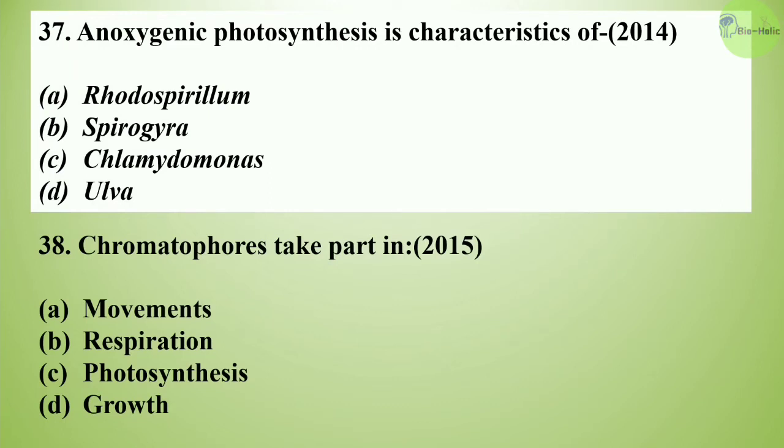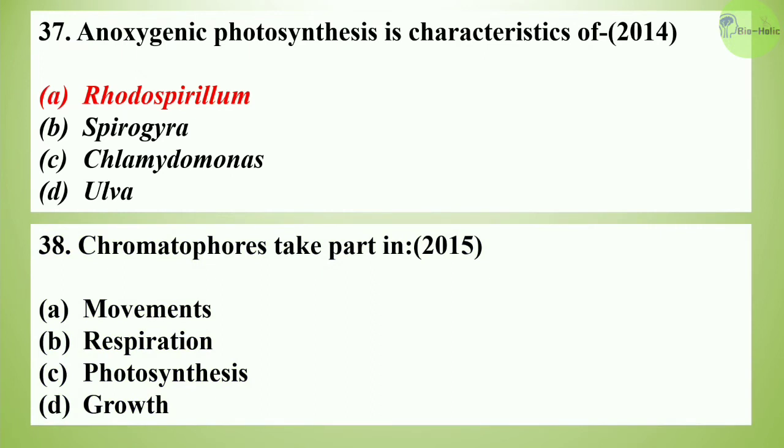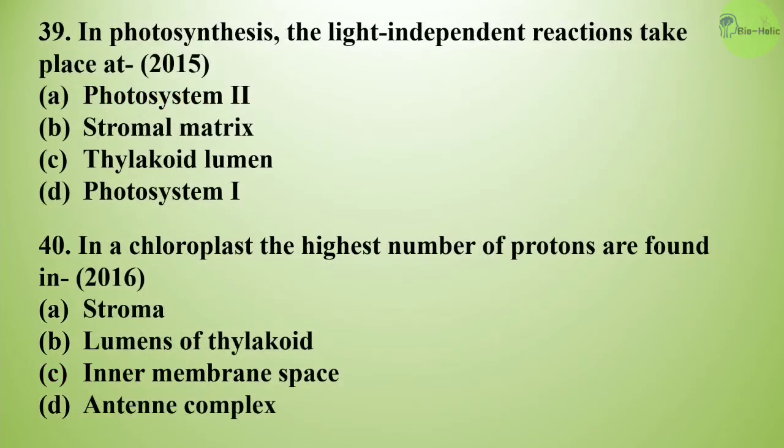Now this is the time for anoxygenic photosynthesis is characteristic of Rhodospirillum, Spirogyra, Chlamydomonas or Ulva. Option A will be the answer, that is Rhodospirillum, where anoxygenic photosynthesis occurs. Next is again the chromatophores, that take part in movements, respiration, photosynthesis or growth. Undoubtedly the option C will be the answer, that is the photosynthesis.